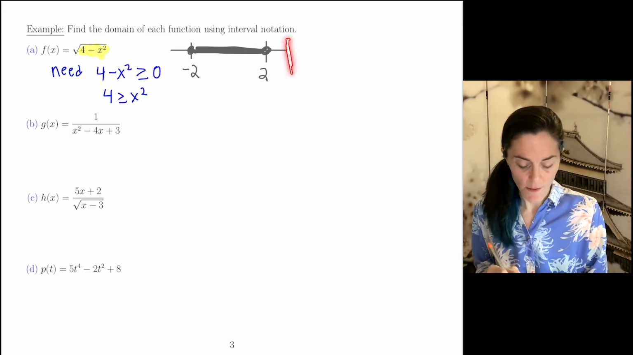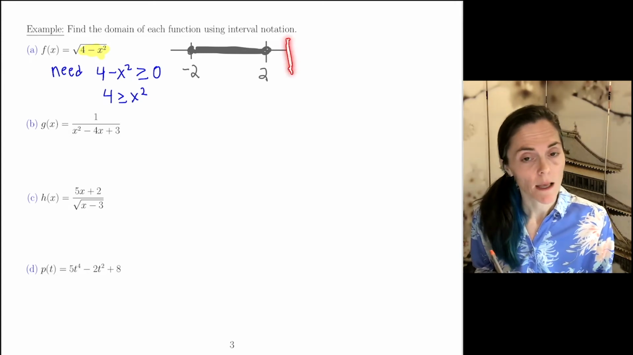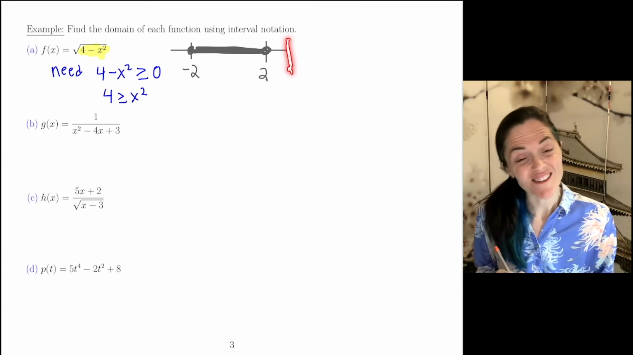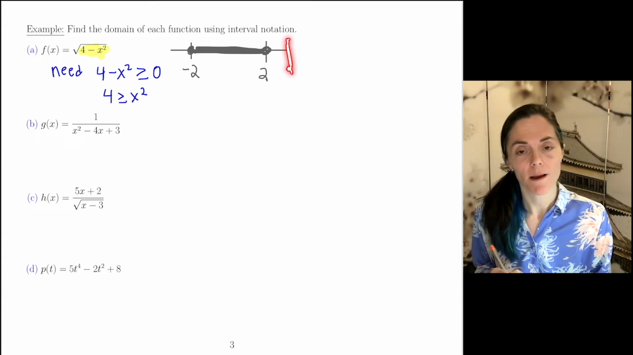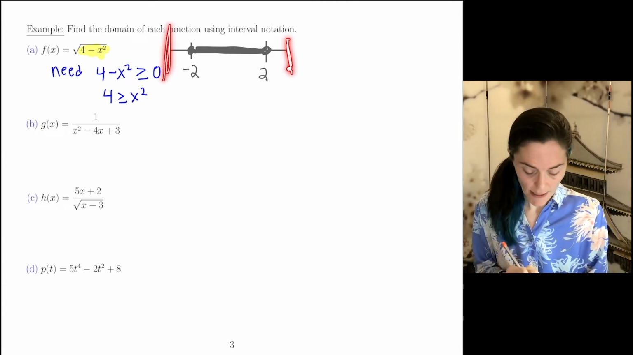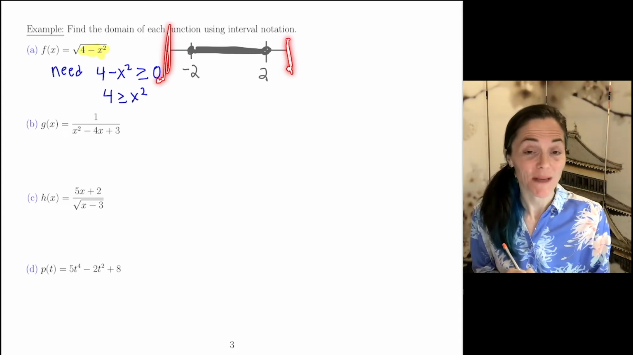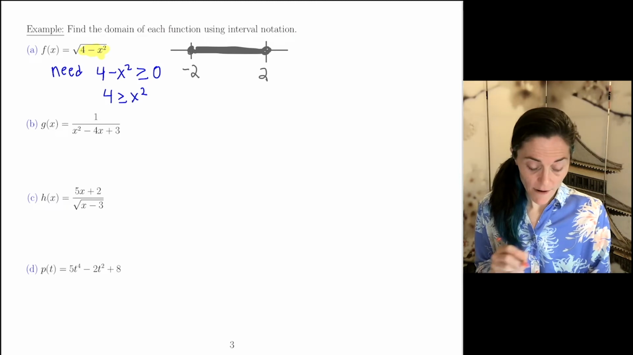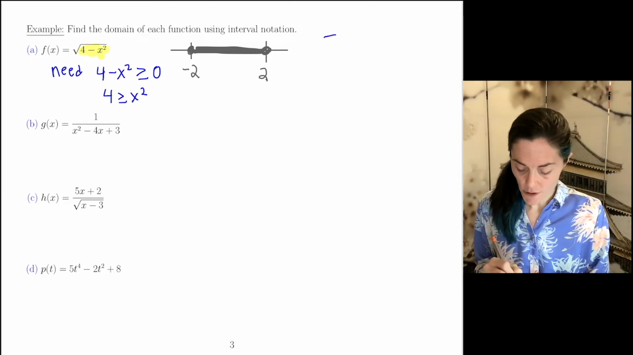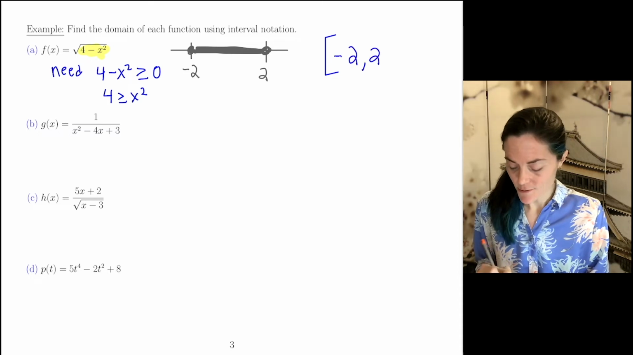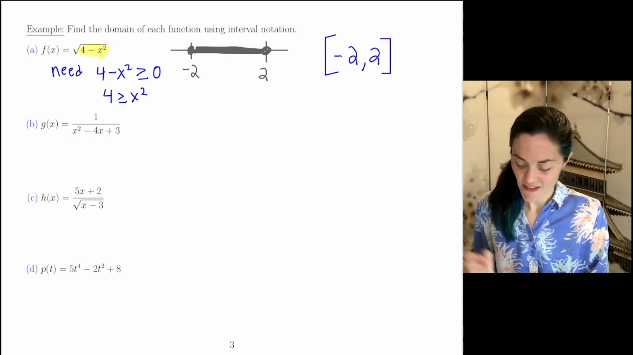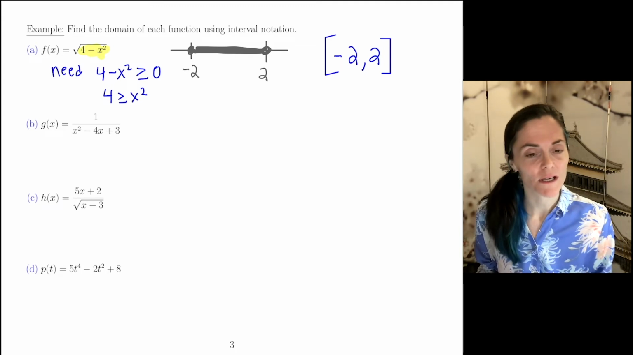Well, now pick something out here. Say 3. Is 3 squared less than or equal to 4? No, it's not. And out here is -3 squared less than or equal to 4. That's not true either. So we have our final answer. We have this closed interval from -2 to 2. This is the domain of this function.